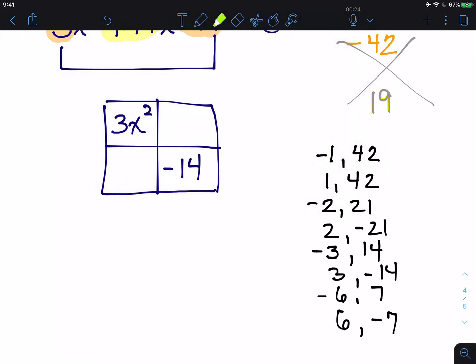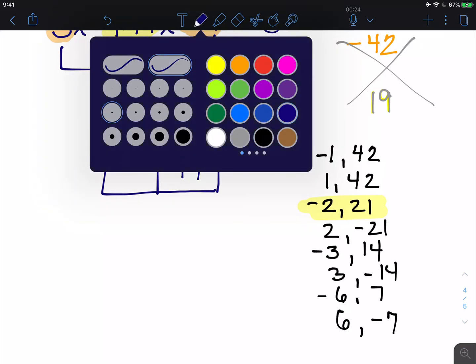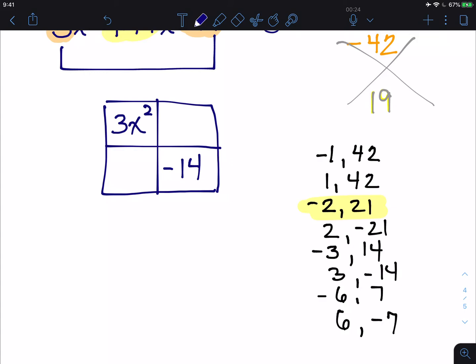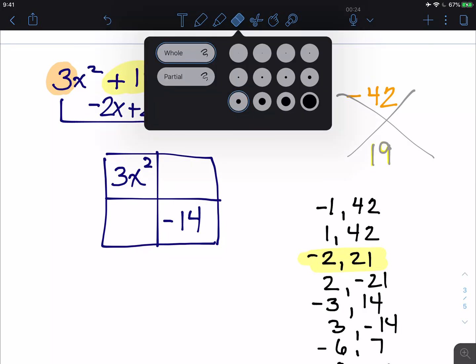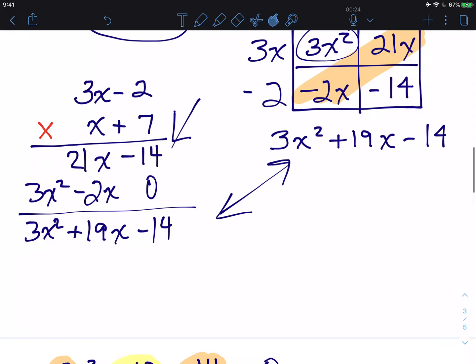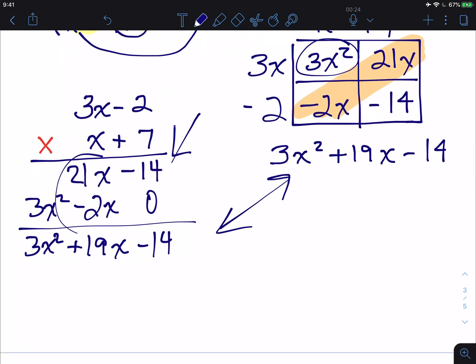But only one of those pairs will give me the sum of 19 that I need. I want it to sum to give me 19, and only this pair here will give me a sum of 19. So that's what I like to call my magic pair. That is the pair that I'm going to use over here in my box method to continue my factoring. So I'm going to break this positive 19x down into a negative 2x and a positive 21x. Now, if you remember, that's what we had here. This is what we got right here.